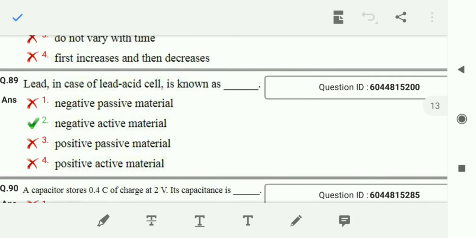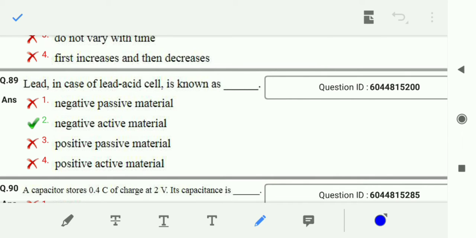Next, coming to question number 89. In the case of the lead acid cell, lead is known as the negative active material, sir. Negative active material.